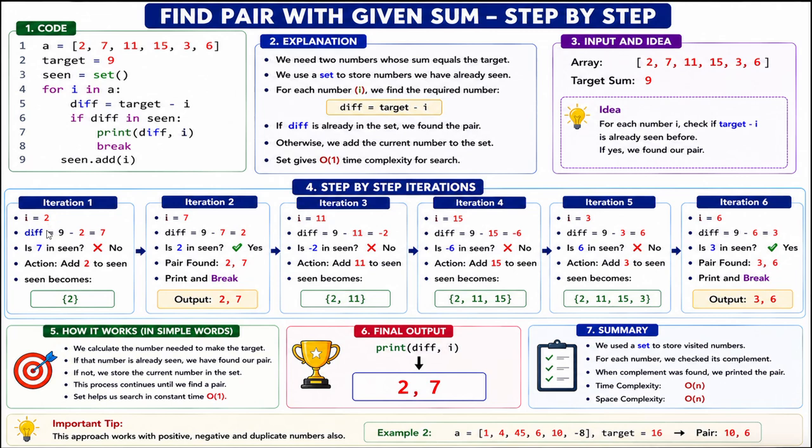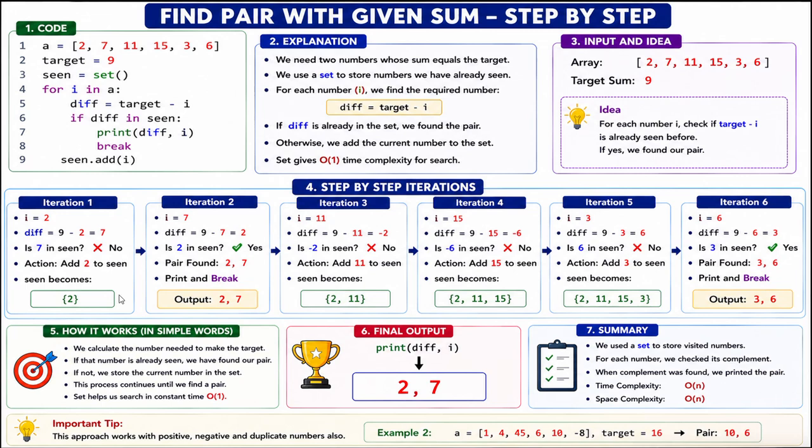i equals 2. Difference equals target. What is the target here? 9. 9 minus, what is the i value here, 2, equals 7. Here we got 7. Is 7 in seen here? No, right? So we add 2 to the seen set.